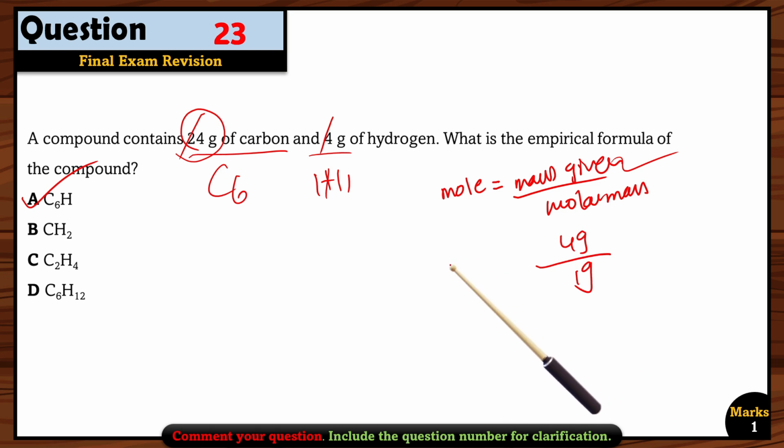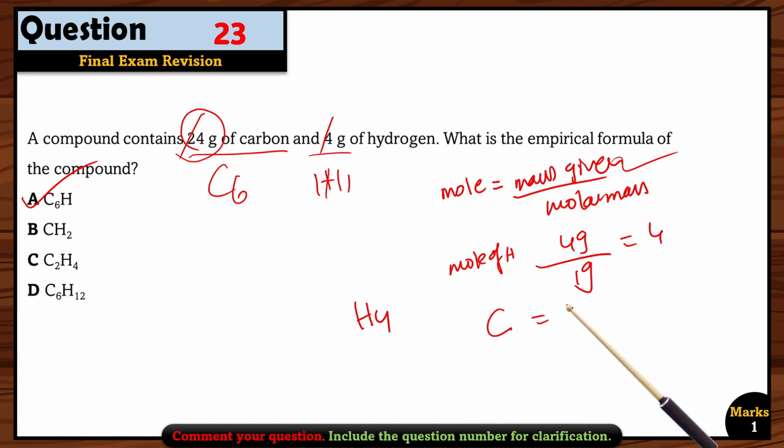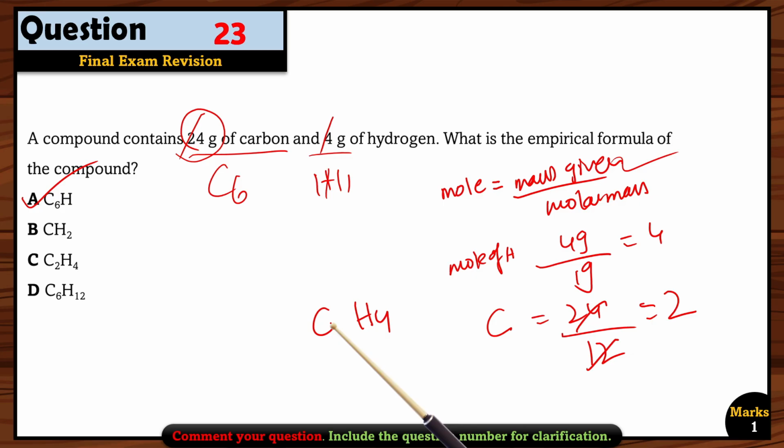It is 1 gram. So the moles of hydrogen is how much? Now 4. So hydrogen is 4. This is what you will get. What about carbon? Carbon is 24. And if you see the mass of carbon in the periodic table, it is 12. So it is 2. So it means you have 2 carbons, right? This is the molecular formula of the compound.